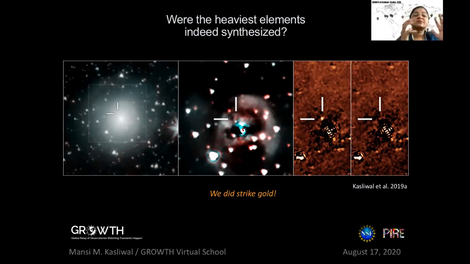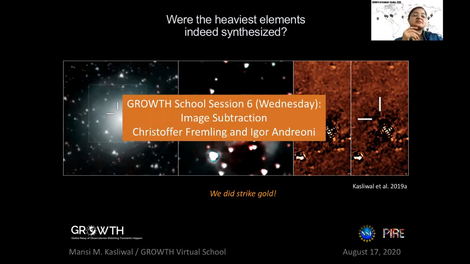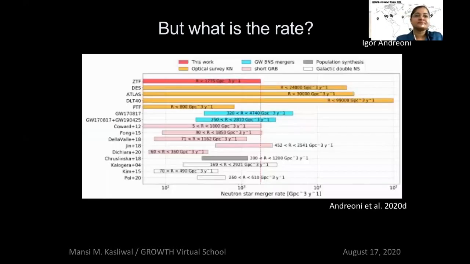And if you are able to tackle this data set from the Spitzer Space Telescope, you have this really bright galaxy and then this faint little red dot, shown by the arrows there, that you're trying to detect, then you need to master the technique of image subtraction. And this technique of image subtraction is what GROWTH postdocs Christopher Fremling and Igor Andreoni will go over in some detail with you in session 6 on Wednesday. And you'll understand then how to subtract this bright galaxy light to detect this faint emission that tells you that we did strike gold.